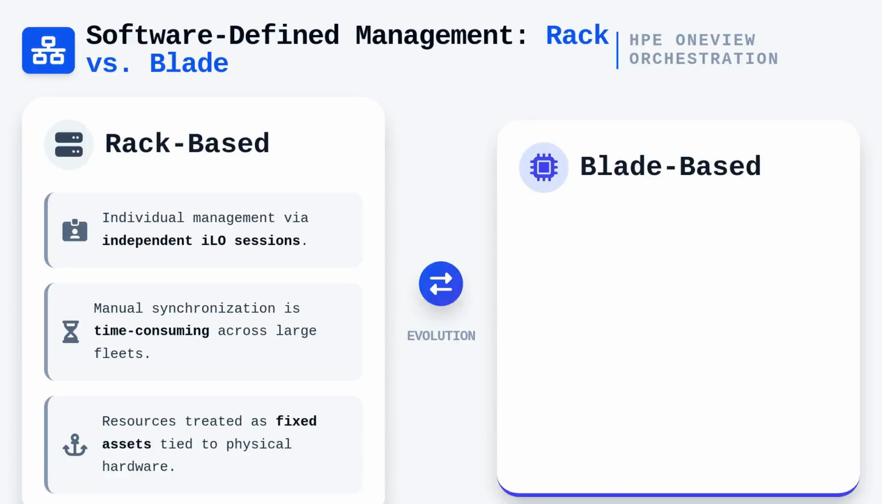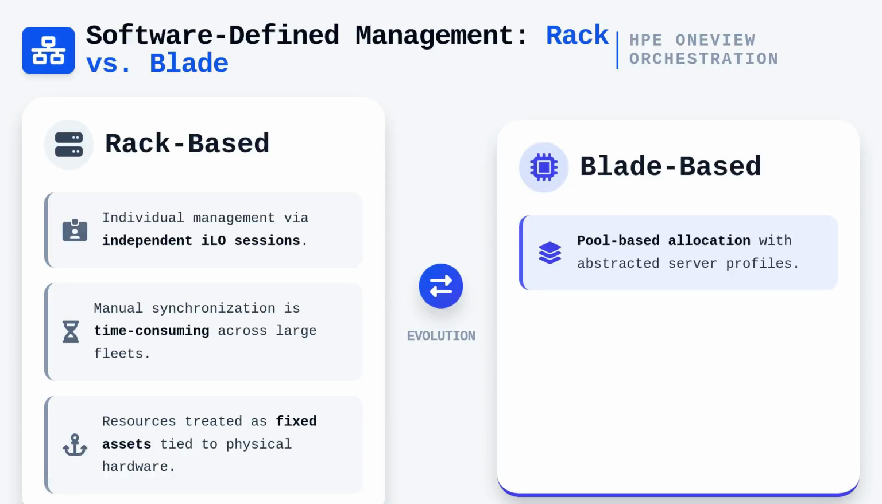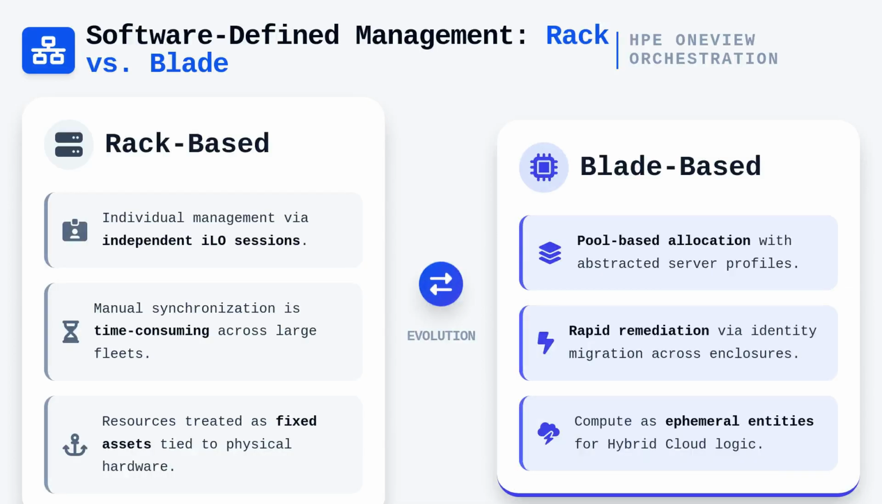Blade systems, however, are designed for pool-based resource allocation where server profiles can be abstracted from the physical blades. This means you can easily migrate a defined identity or configuration from one blade to another within the same enclosure, which facilitates rapid remediation during firmware failures or hardware health alerts. This logical decoupling is a fundamental pillar of modern hybrid cloud integration, as it allows compute resources to be treated as ephemeral entities rather than fixed assets tied to their physical slot.